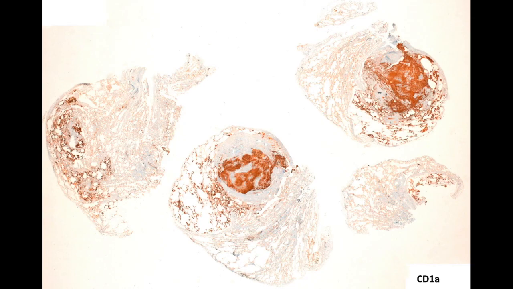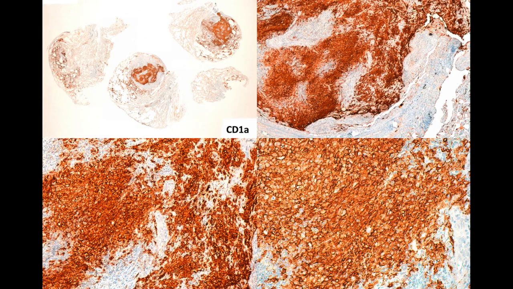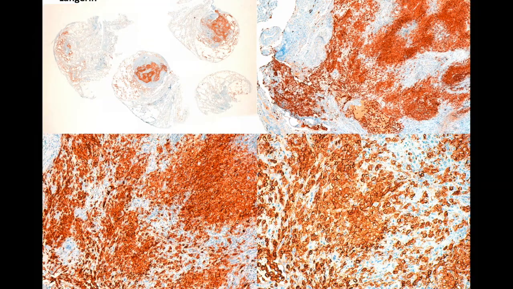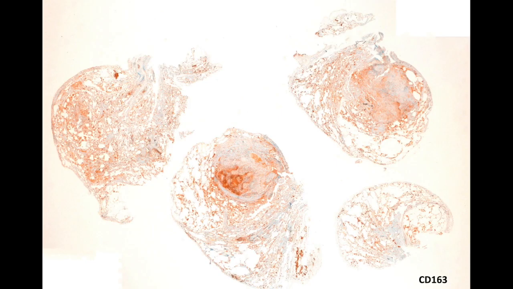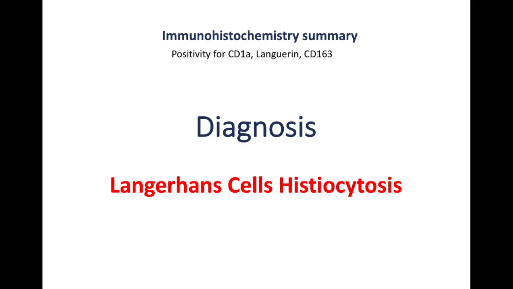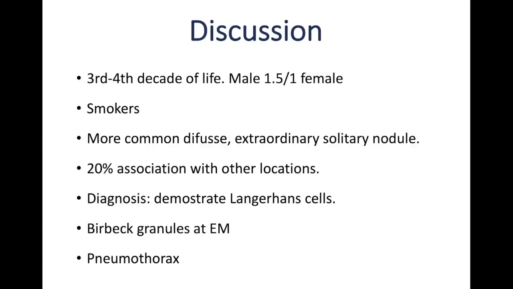We decided to do some immunohistochemistry techniques, and we could see here CD1a. It was completely positive in the histiocytoid cells. The same with Langerhans, as we could see here in these pictures, and CD163 too. With this immunohistochemistry summary, we could arrive at the diagnosis of Langerhans cell histiocytosis in this nodule. We have to say that S100 is also positive in this kind of cells.